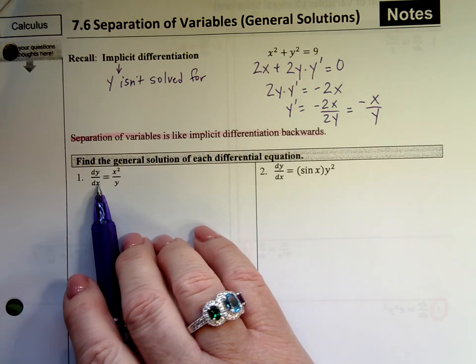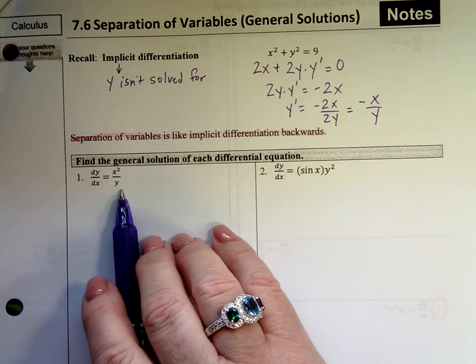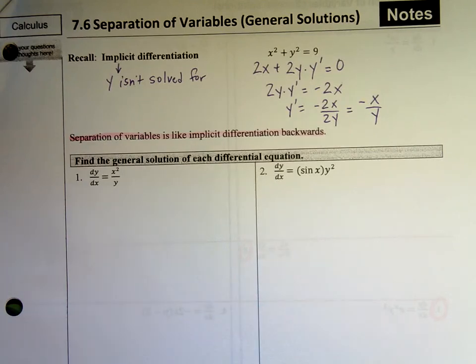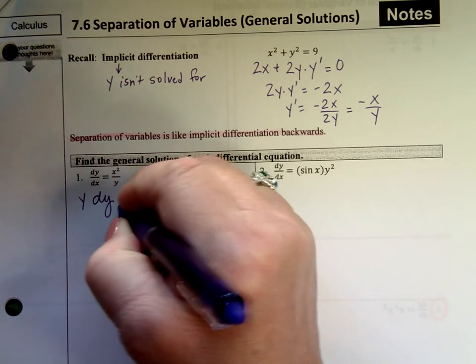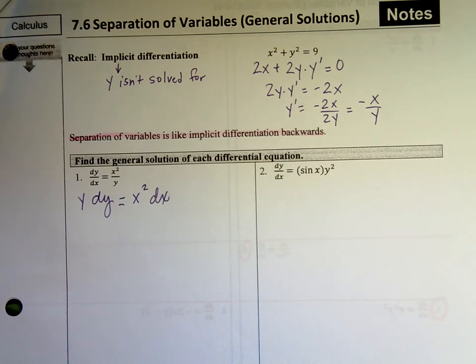dy over dx equals x squared over y. Find the general solution. So I want the y's on the left and the x's on the right. The way I do that, in this case, is to cross multiply. So if I cross multiply, it's going to be a y dy equals an x squared dx. I just cross multiplied and got that.